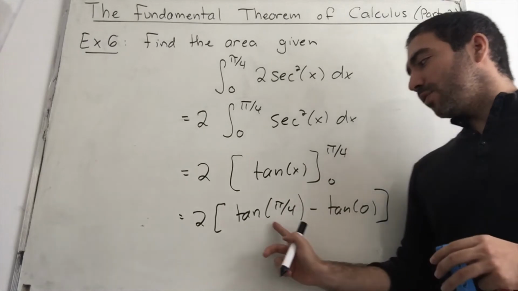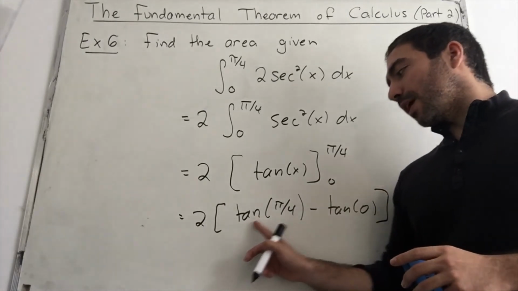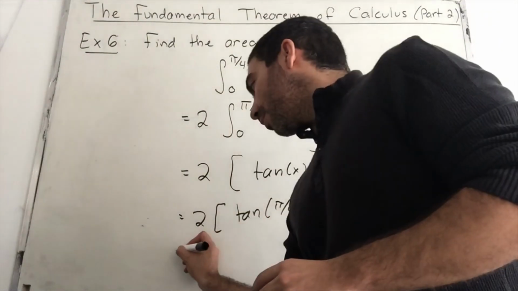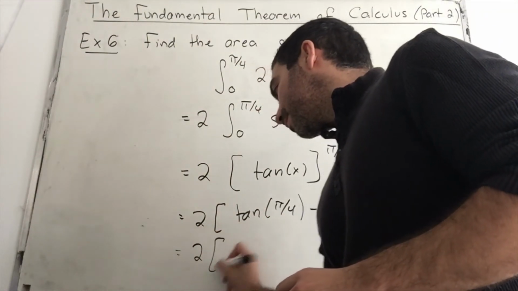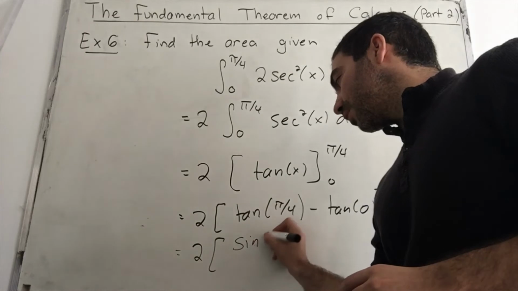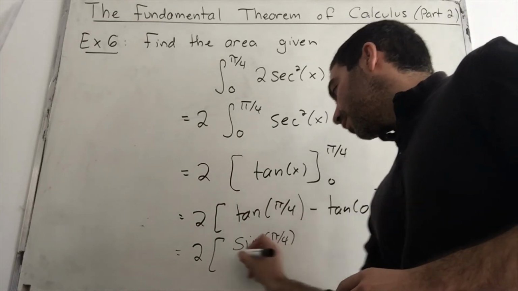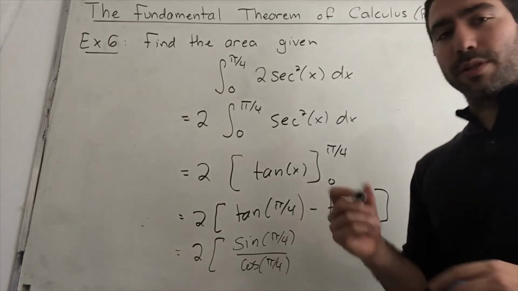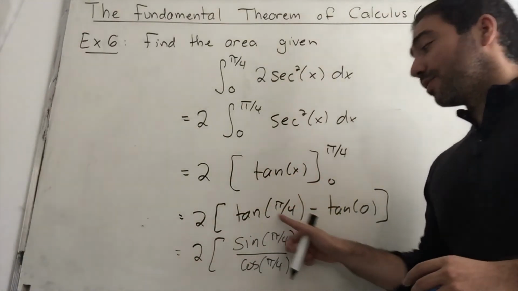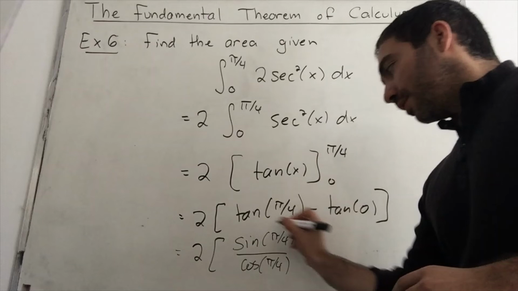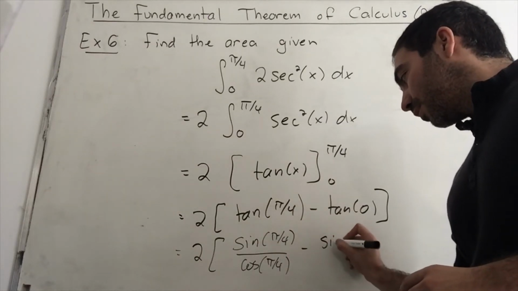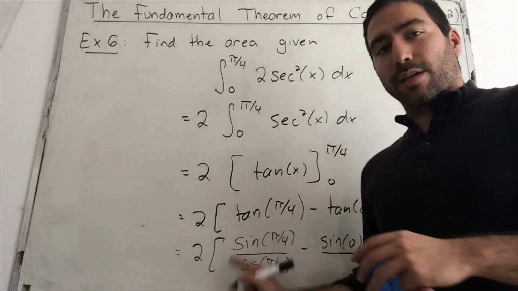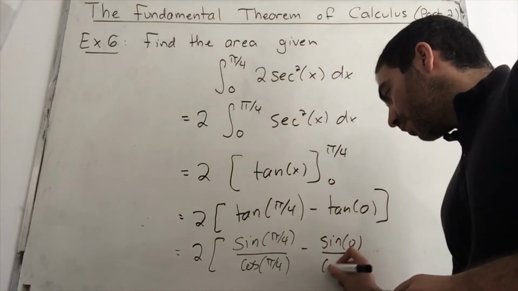Okay. And now we have to use our unit circle. If you don't remember what tan of pi over 4 is and tan of 0, rewrite it using the property that tan is equal to sine over cos. You don't have to do it this way. This is just if you don't remember the values of tan. This is an alternate way of doing it. And you could get it just by knowing this property that tan is equal to sine over cos and knowing your unit circle.